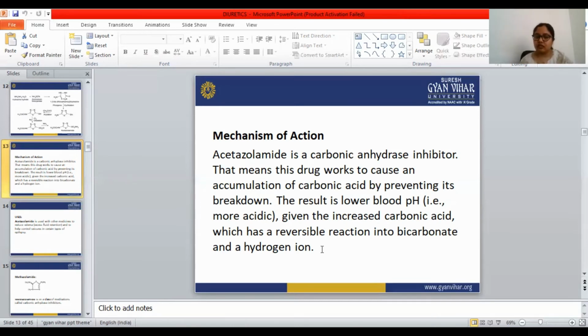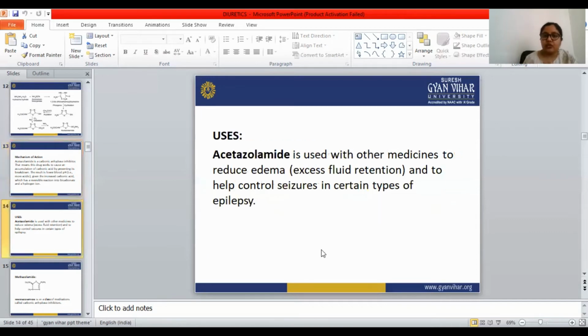Acetazolamide accumulates the carbonic acid by preventing its breakdown, and the accumulation of carbonic acid lowers the blood pH, because this is an acid. So that lowers the blood pH, given the increased carbonic acid that has the reversible reaction into bicarbonate and the hydrogen ion.